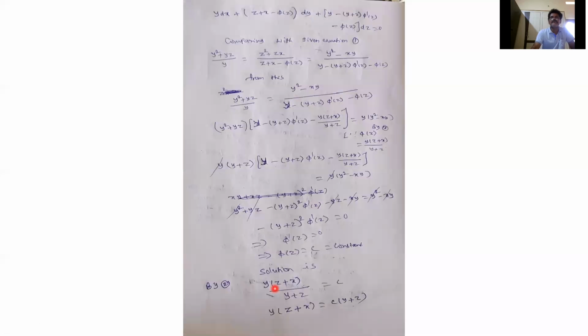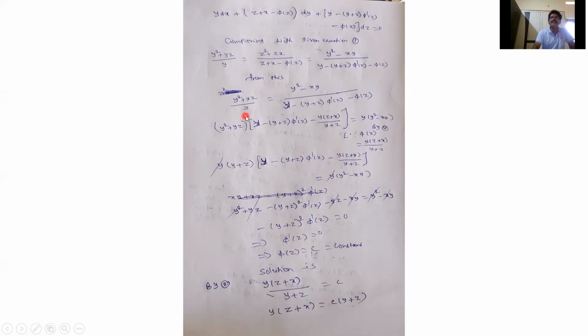So to find phi z, differentiate with respect to x, y, z and compare, writing it in the form p dx plus q dy plus r dz equal to 0, comparing with the given equation. The p coefficient, the dx coefficient, is y square plus yz. The q coefficient is z square plus zx, and the dz coefficient is y minus (y plus z) phi dash z minus phi. Now we have to find phi z from these three equations.